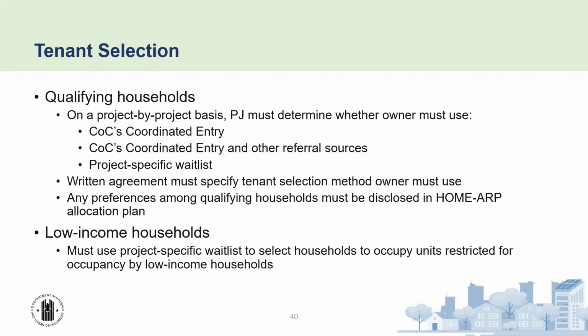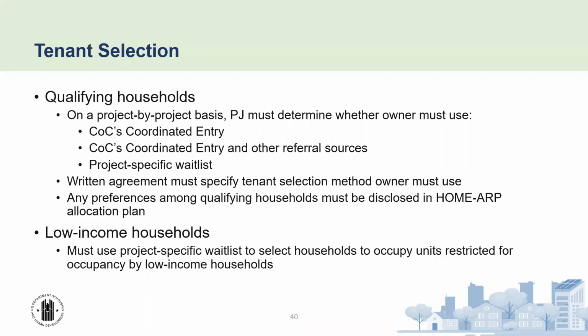The PJ must determine on a project-by-project basis how qualifying households may be referred to the HOME-ARP rental projects and how project owners should select tenants to occupy units restricted for occupancy by qualifying households. Specifically, the PJ must decide and clearly state in its written agreement with the project owner whether the project owner must use the COC coordinated entry system, a combination of the COC coordinated entry system and referrals from other sources, or use a project-specific waitlist. Henrietta discussed a lot of this in greater detail earlier.